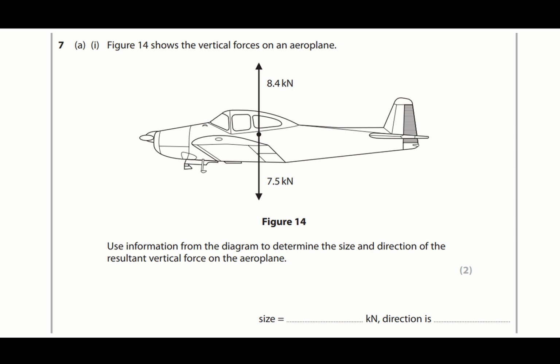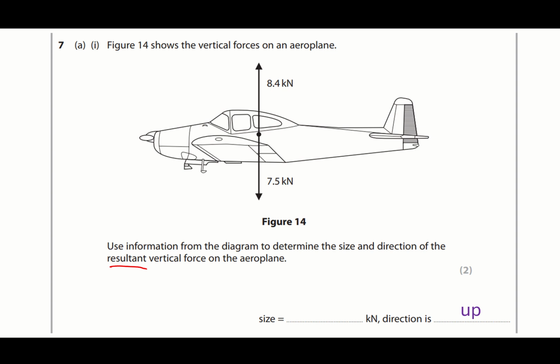Question 7, thankfully some stuff that you have been taught. We've got the basic idea now of resultant force. So I've got 8.4 kilonewtons up, 7.5 kilonewtons down. What's the size and the direction of the resultant force? And we've learned just take away the opposing forces.